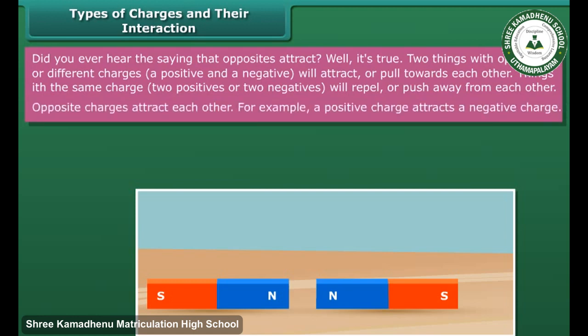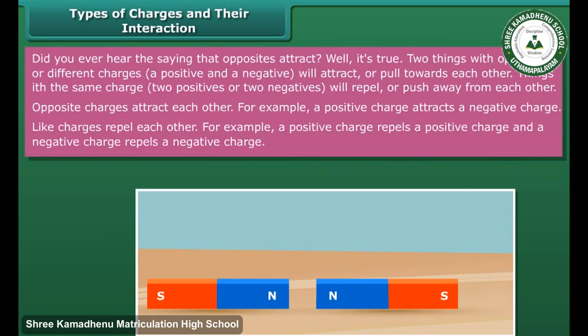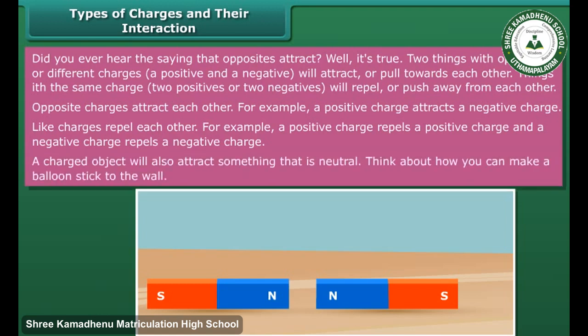Opposite charges attract each other. For example, a positive charge attracts a negative charge. Like charges repel each other. For example, a positive charge repels a positive charge and a negative charge repels a negative charge. A charged object will also attract something that is neutral. Think about how you can make a balloon stick to the wall.